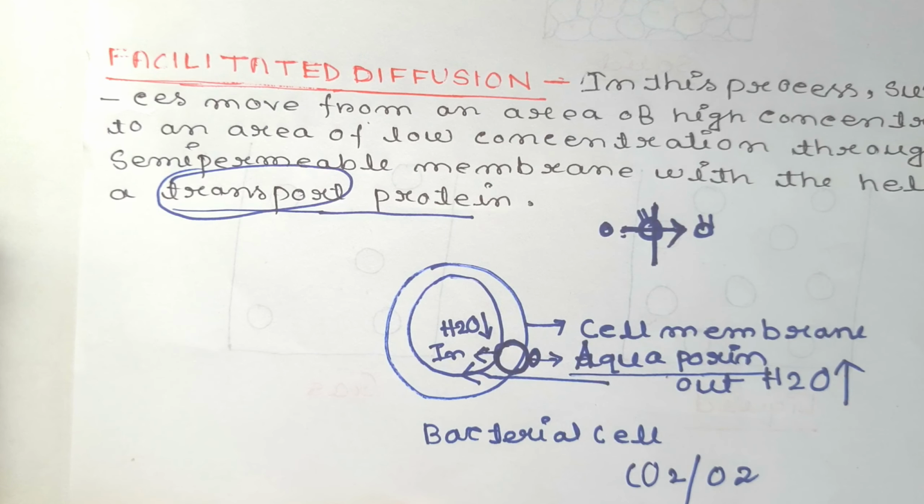Okay. Now, one of the most common types of diffusion is osmosis. Hope you all heard the term. In our next video, we will discuss the details of osmosis.